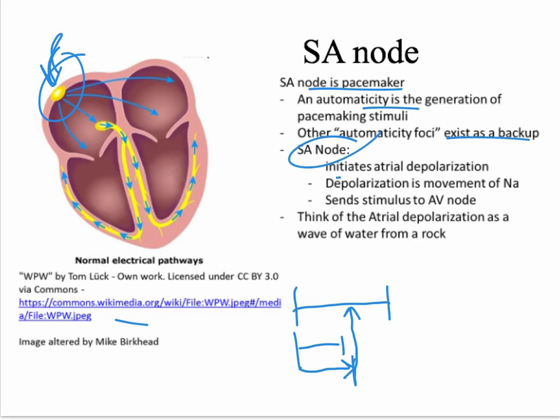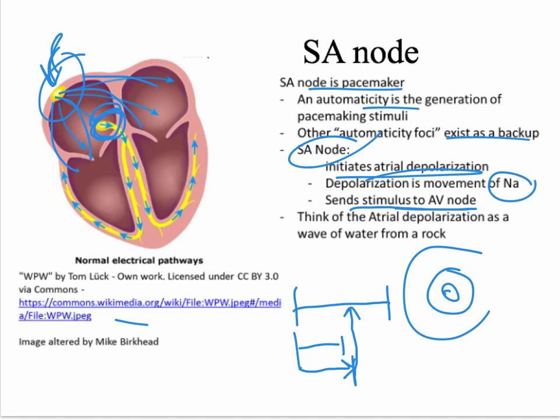The SA node initiates depolarization. It's done through sodium. Sodium moves very quickly. Always think of sodium as a fast ion. Think of calcium as a slow ion. And it'll send a stimulus to the AV node. This represents the AV node right here. And you can think of the SA node as the atrial depolarization. So you think of it as basically like you throw a rock inside of water, and it's going to create this wave of depolarization that moves down the atrium.